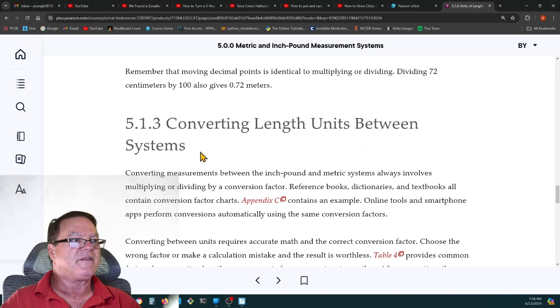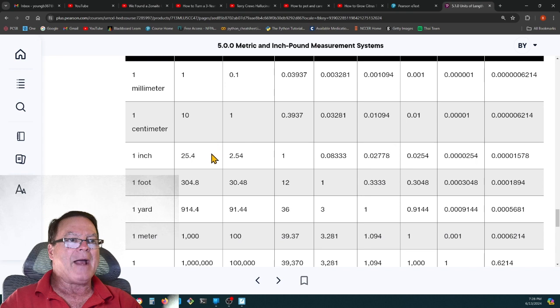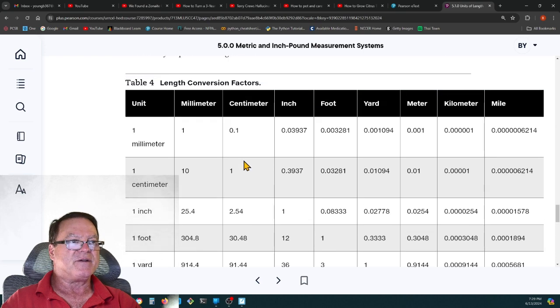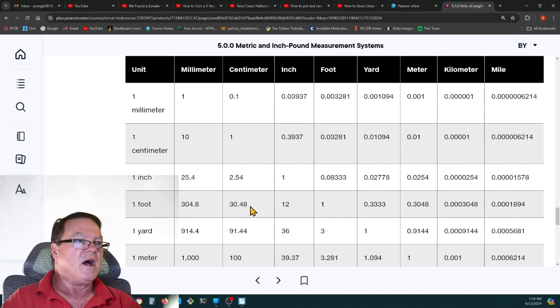5.1.3, converting length units between systems. Well, I'm not going to say you should memorize this table. I sure haven't. Be familiar with the 1 inch equals 2.54 centimeters. If you remember 1 inch is 2.54 centimeters, you can make conversions between any of the other lengths of measure just by converting into inches and then converting to centimeters and then working from there.